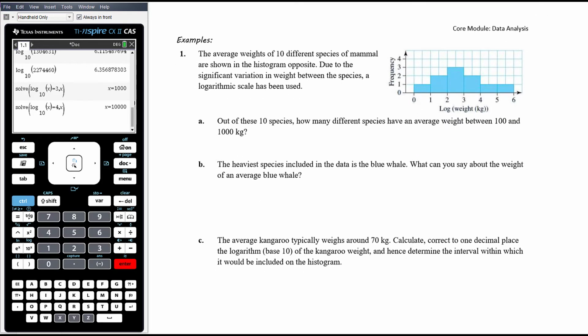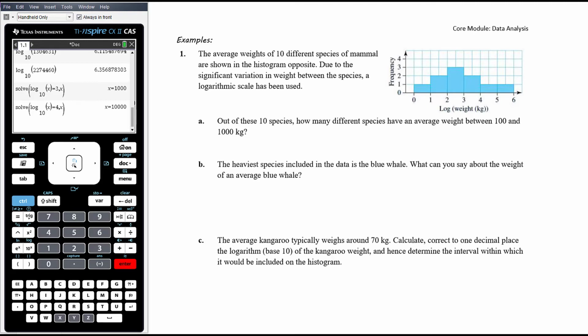The average weights of 10 different species of mammal are shown in the histogram opposite. Due to the significant variation in weight between the species, a logarithmic scale has been used. So the scale is log of the weight, in kilograms, which means this 2 here doesn't represent 2 kilograms, it represents 10 to the power of 2 kilograms. So that's 100 kilograms. This is 10 to the power of 3 kilograms.